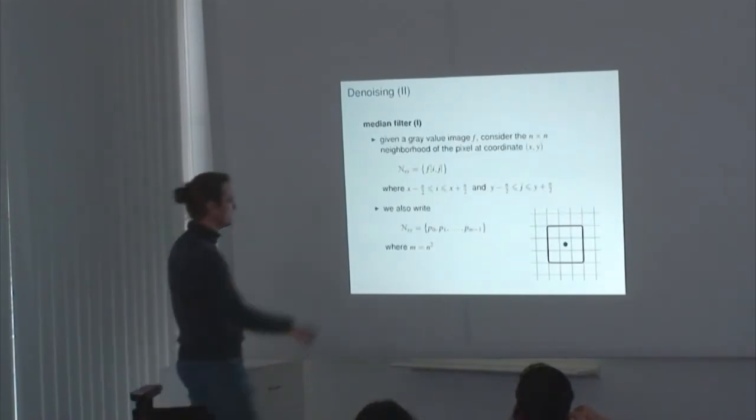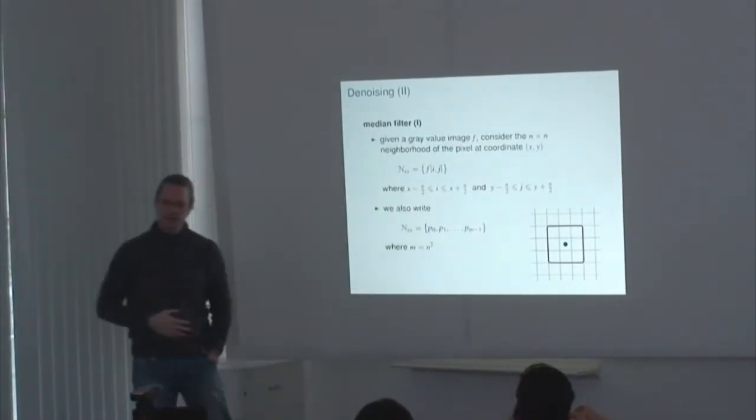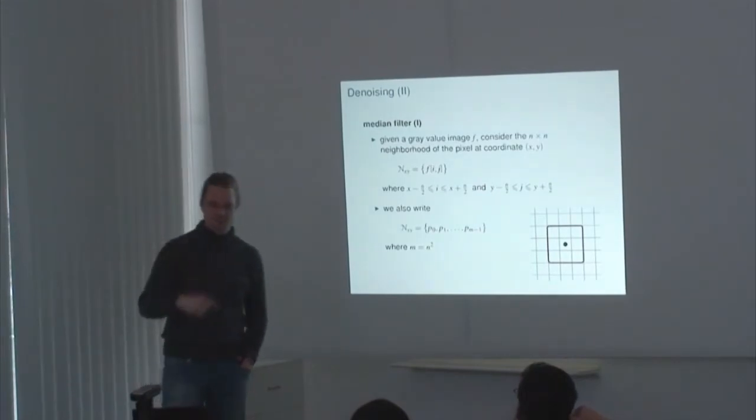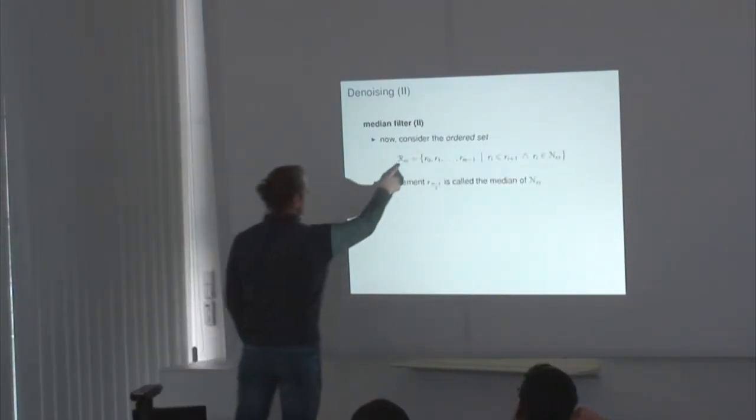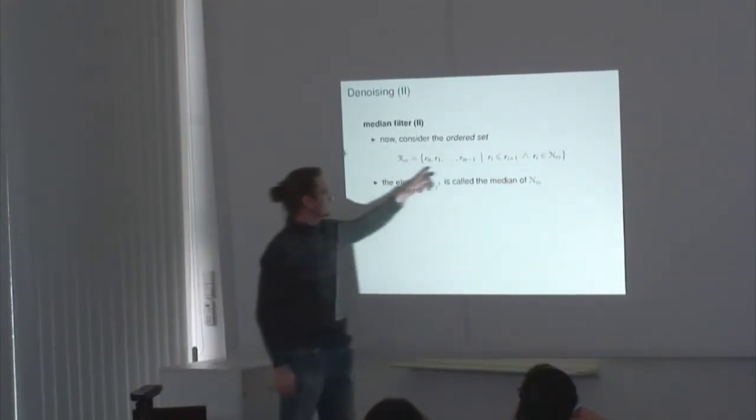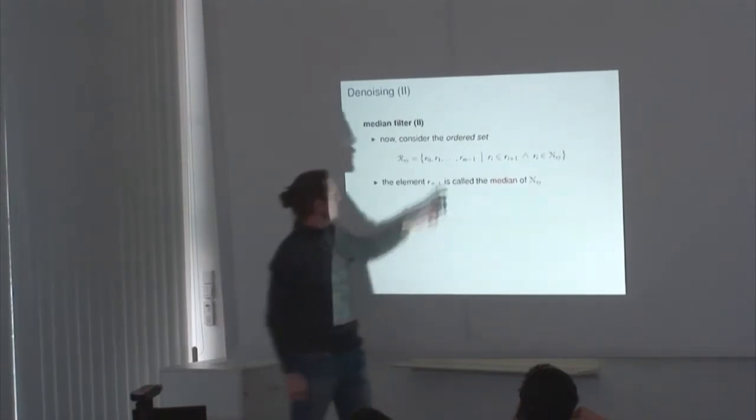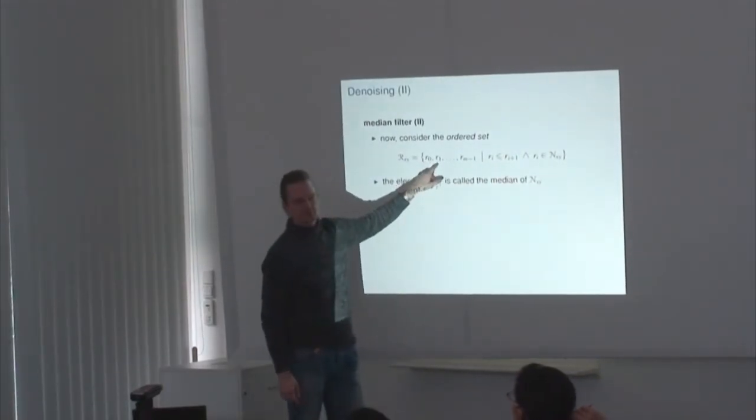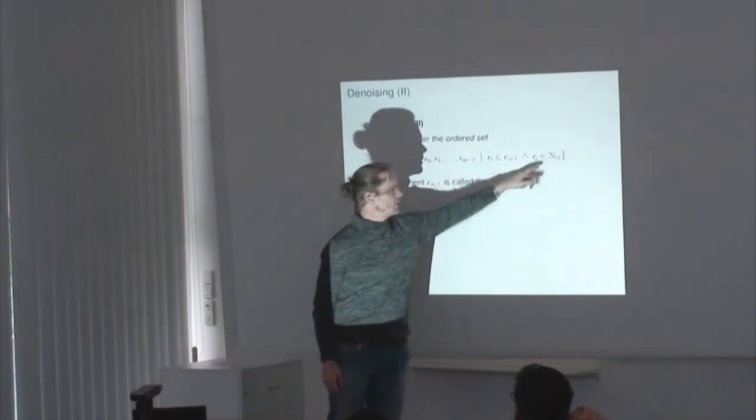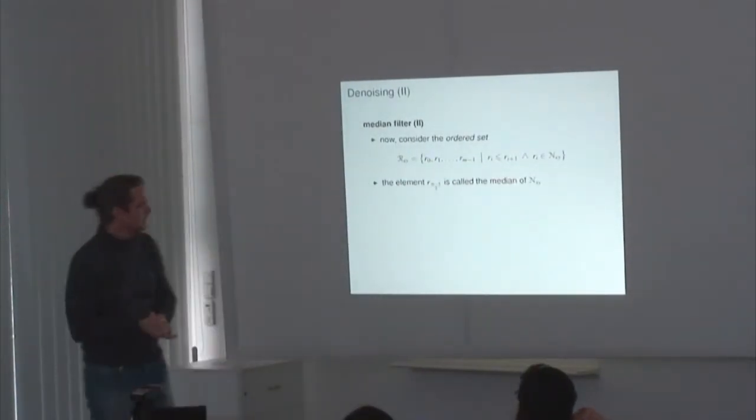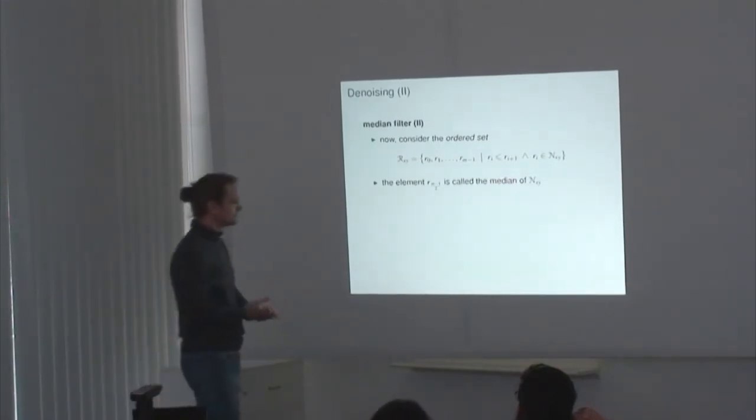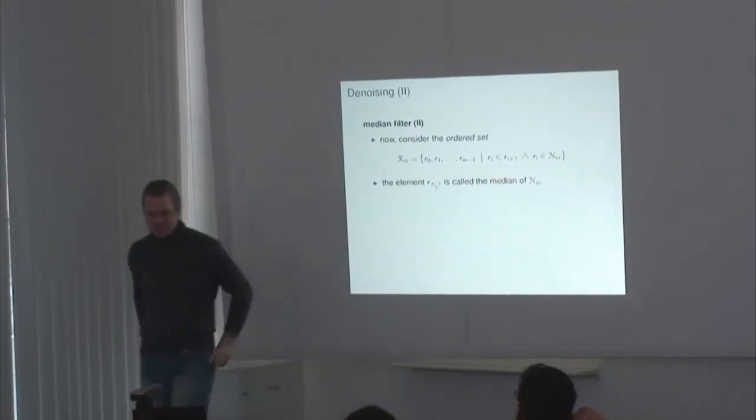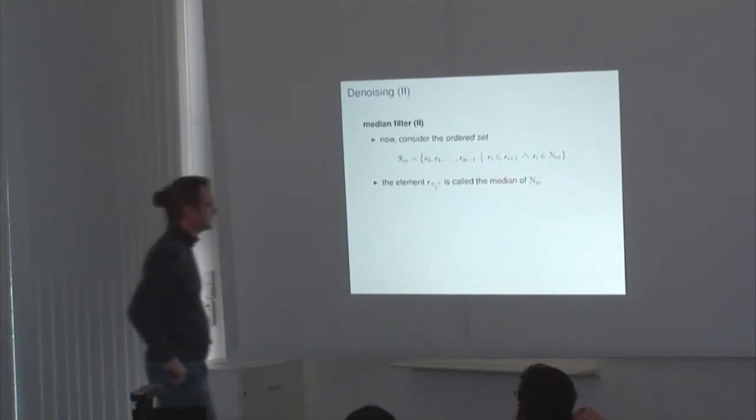There are 9 numbers in this example, in this set NXY, and now we order them in an increasing fashion. The smallest number becomes the first one, the second smallest number the second one, and this ordered set is called R. It contains, in our case, 9 numbers, and Ri is less or equal than Ri plus 1, so R0 is less or equal than R1, and so forth. And these numbers are all taken out of this set NXY. Once this set has been ordered, look at this. The element R of m minus 1 over 2 is called the median of the set NXY.